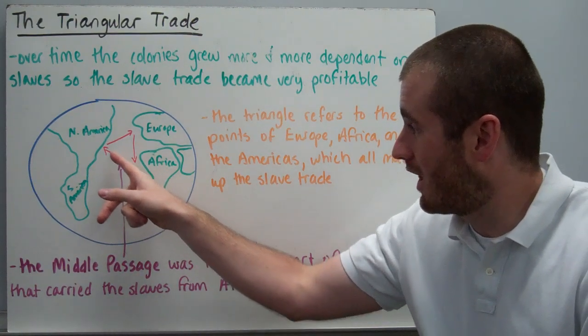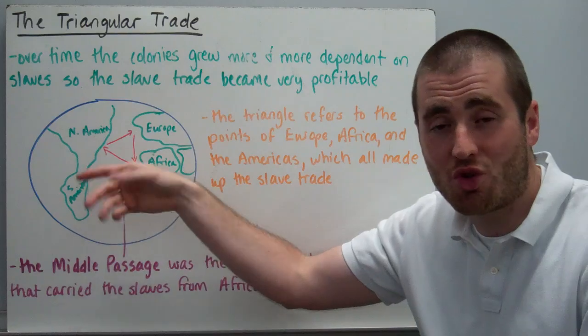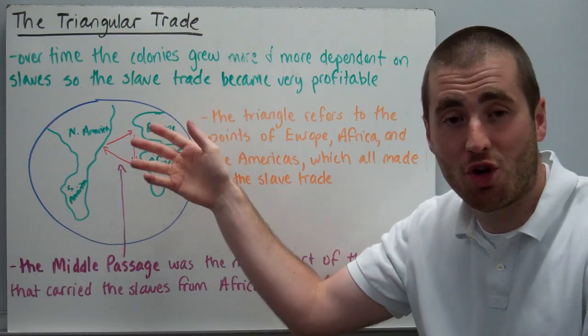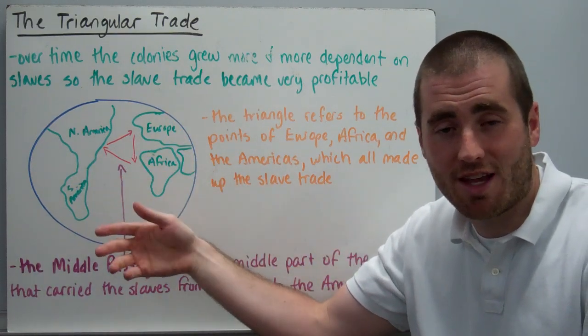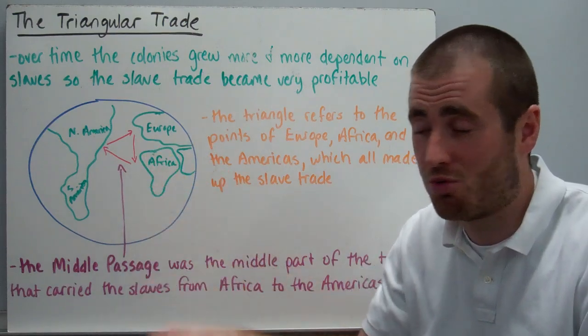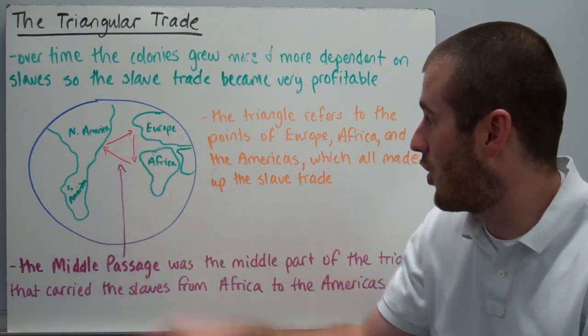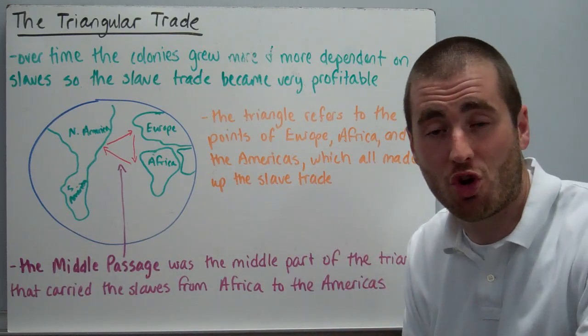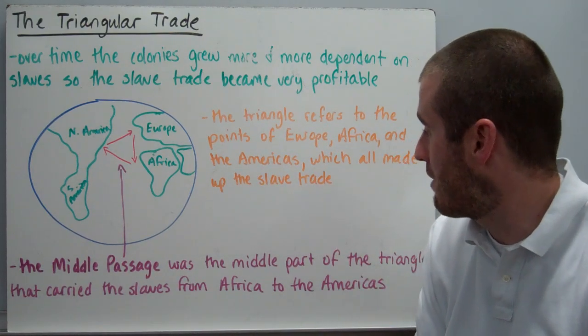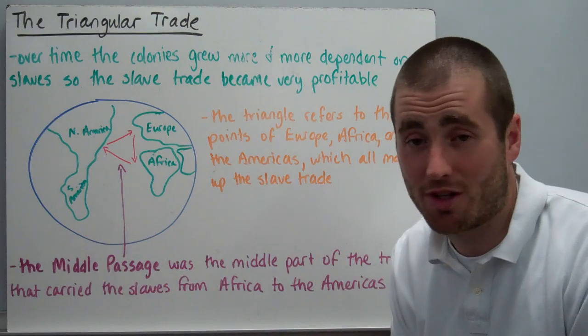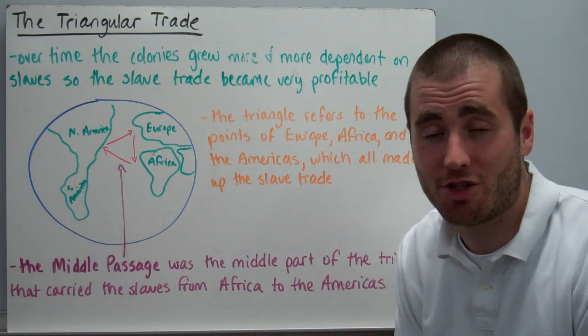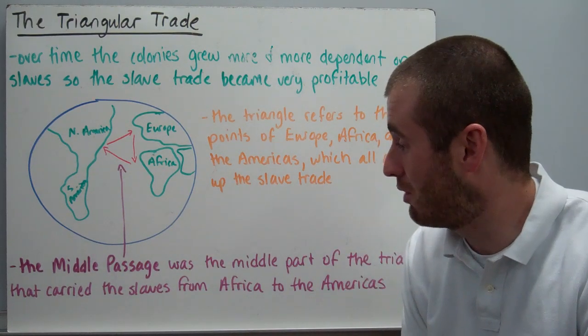They sail over the Atlantic Ocean to the New World, to the Americas, drop the slaves off, sell them there. They sail back to Europe to take a break, get supplies for another journey. They keep going and going. So the triangle refers to the points of Europe, Africa, and the New World, or the Americas. And they made up the slave trade. This is a very profitable business, despite the immorality of it and how terrible it was.